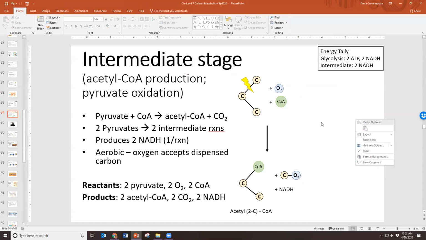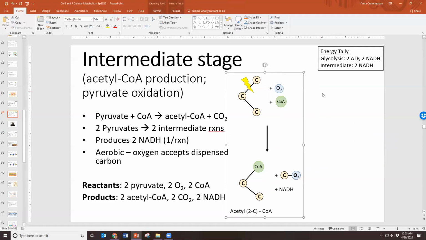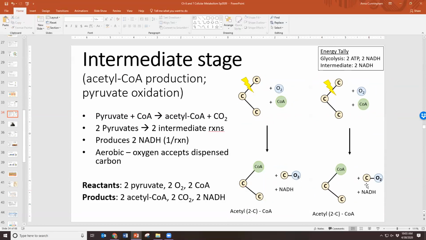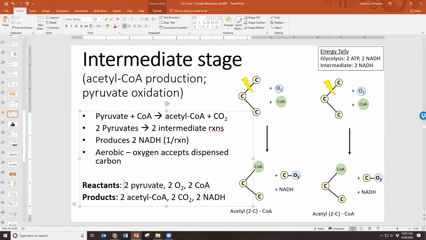Technically after the intermediate stage, we could say that it looks like this, because we have 2 pyruvates entering. The same thing happens to them both, so we get double the products, which is why you see 2 pyruvates enter, utilize 2 oxygen, 2 coenzymes, and our products are 2 coenzyme A, or acetyl-CoAs, 2 carbon dioxides, 1 per carbon that popped off, and then 2 NADH, 1 per pyruvate being oxidized.